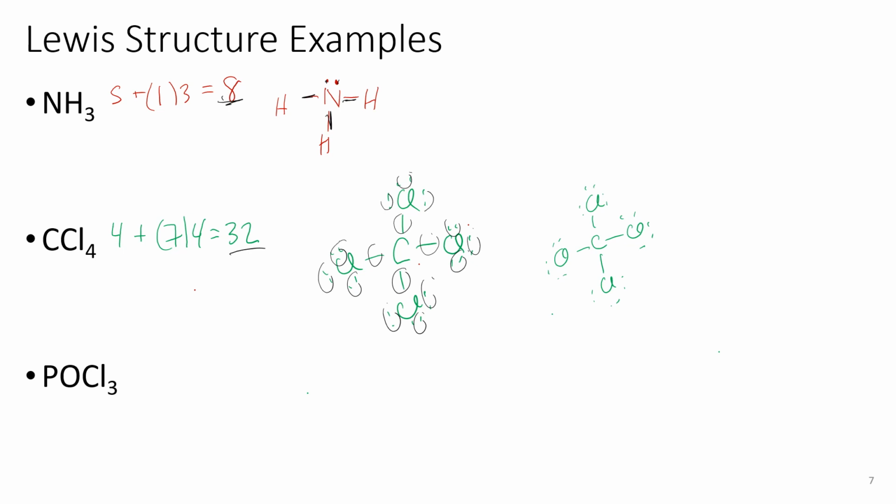So let's look at one last example. This would be POCl3. So to do my electron count, phosphorus has 5, oxygen has 6, chlorine has 7, and I have a total of 3 of those. So my total electron count once again is going to be 32. In this example, phosphorus becomes my central atom. It can form the most bonds, 3 bonds. Oxygen can only form 2, chlorine can only form 1, so phosphorus becomes my central atom.